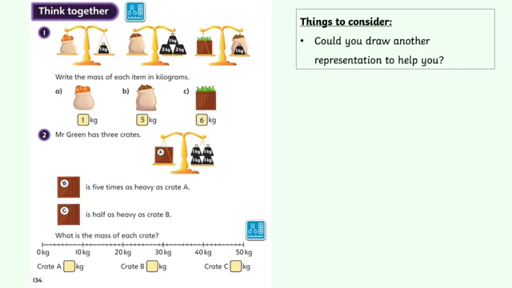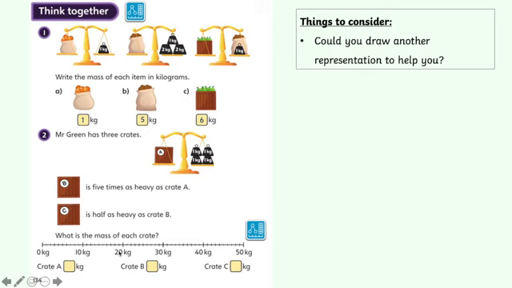Okay, part 2. This is a bit more tricky. Mr. Green has 3 crates. He has A, B, and C. This is how much A weighs. B is 5 times as heavy as crate A, and C is half as heavy as crate B. What is the mass of each crate?